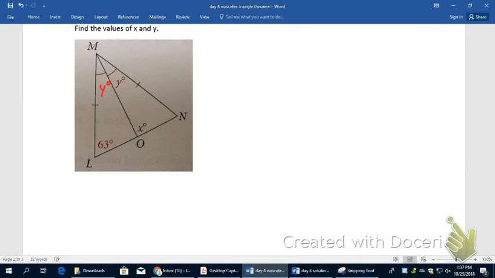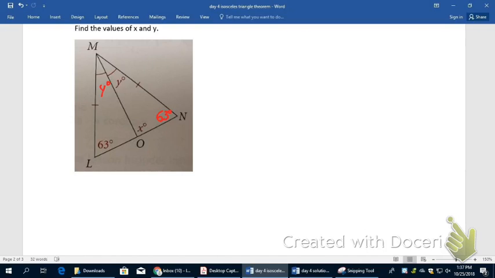Also, I would go ahead and identify that this large triangle is isosceles and that LN is the base. That means angles L and N are your base angles. So angle N is 63 degrees, just like angle L, because the isosceles markings here and here gave me that. Now I'm going to actually focus on solving x and y.